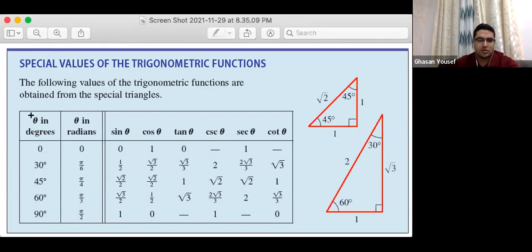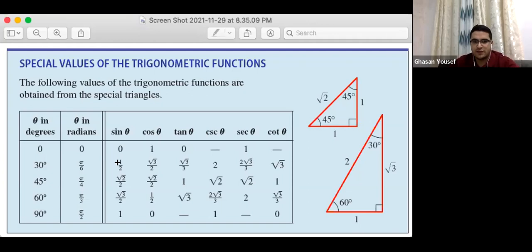Okay. You should know the sine of 0 is always 0. This table, you should memorize it. You cannot use it in the exam. The important angles we're going to use a lot are 30, 45, 60.